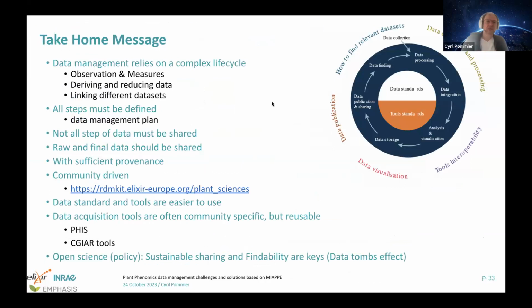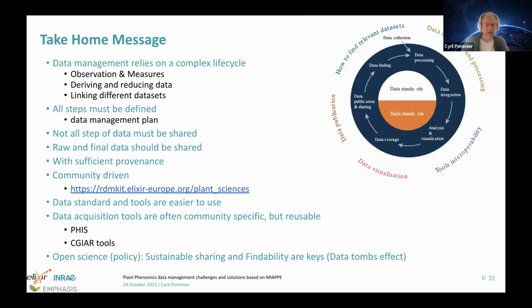Last slide. The take-home message I'd like to share with you is that data management relies on a complex life cycle, and you've got to be careful of what you are talking about when you are talking about your data, because you've got the observation, the measures, but also the derived and the reduced data. And we need to link all those different data sets.